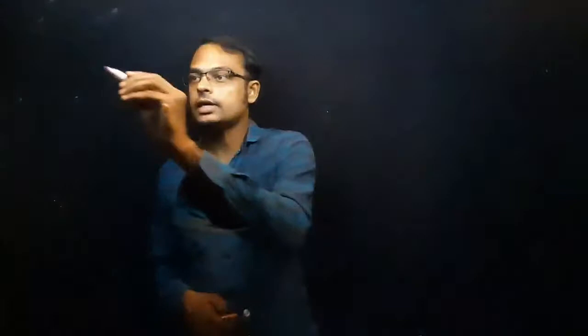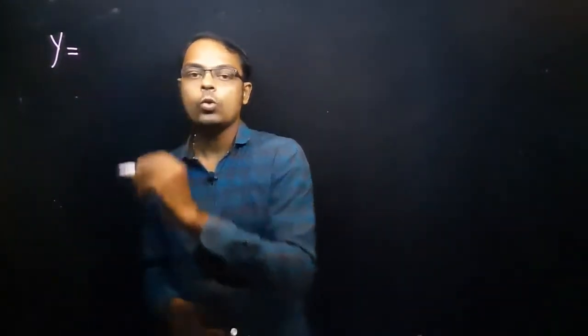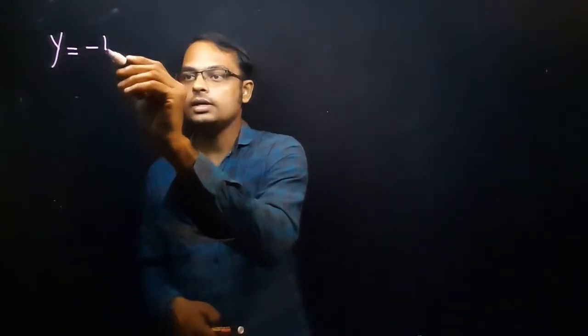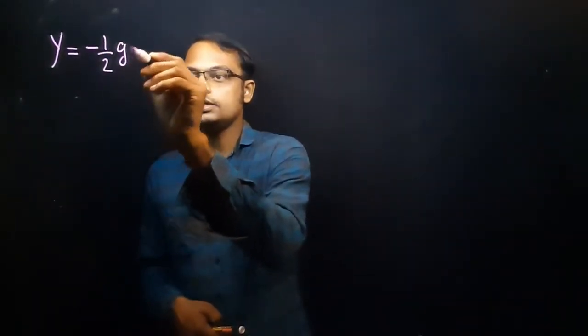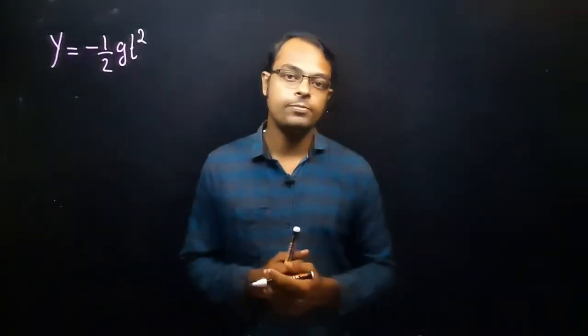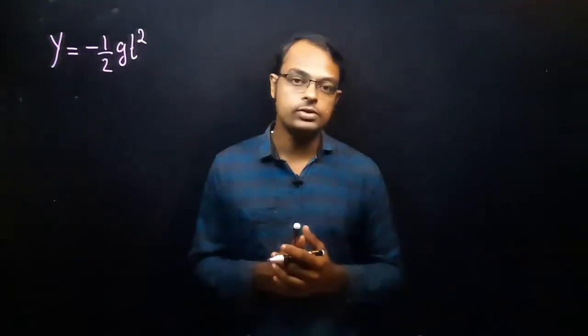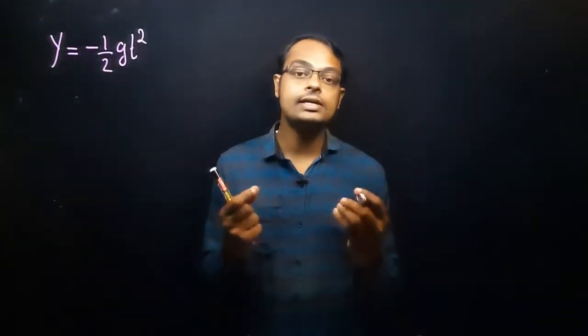An object is falling freely. We have just discussed that y is equal to minus half g t square. Now we have to calculate the distance traversed during each interval of time.